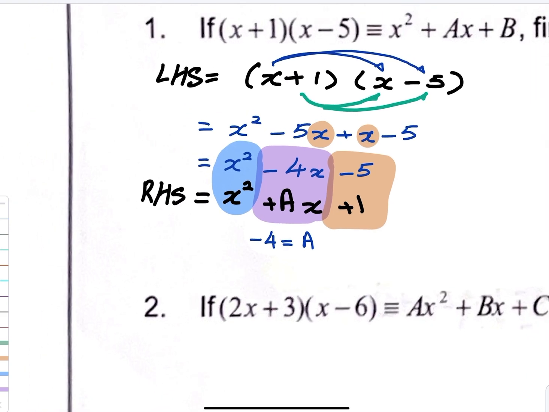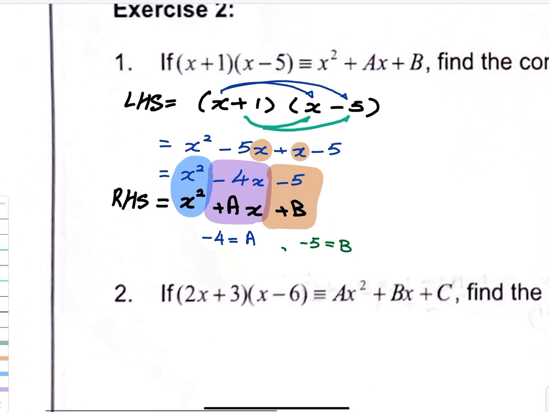Did I copy something wrong? Yes, it's positive b there. So these have to be the same as each other. So I will write -5 equals b. If it's a positive in front, you don't have to write it. Now that was a little easy question.